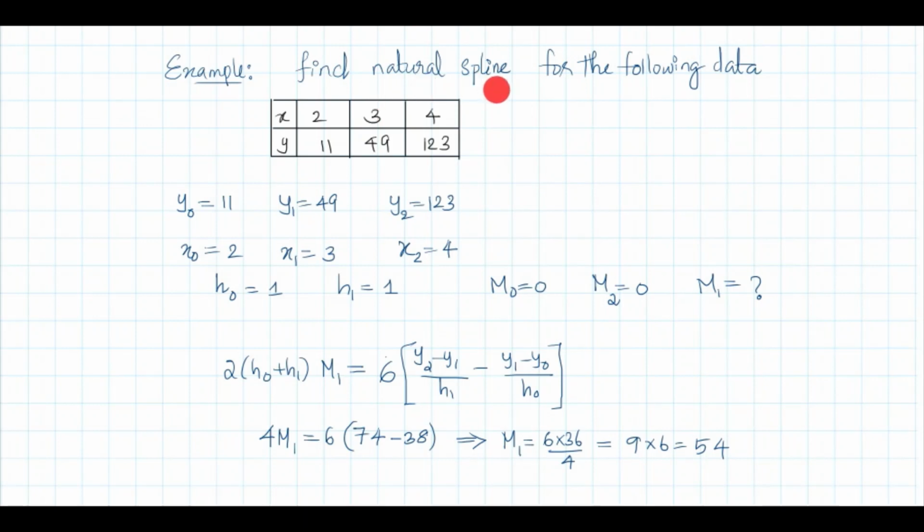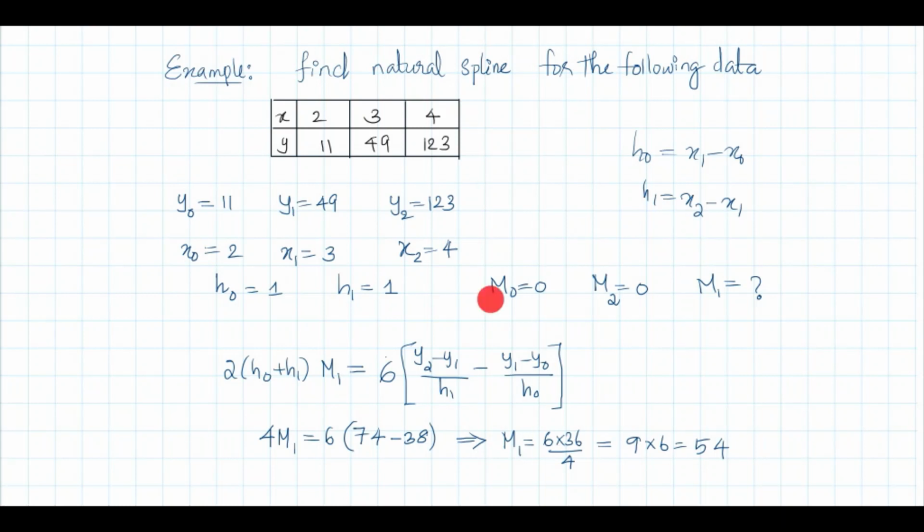Find the natural spline for the following data. X values are 2, 3, 4. Y values are 11, 49, 123. So I can say x0 is equal to 2, x1 equal to 3, x2 equal to 4, y0 equal to 11, y1 equal to 49, y2 equal to 123. h0 is 1, h1 is 1. What is h0? By definition, h0 is x1 minus x0, and h1 is x2 minus x1. So they are respectively 1.